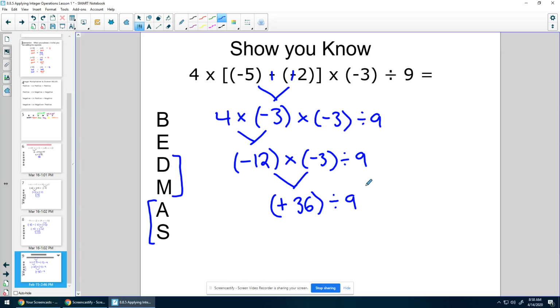All right. And now we have 36 divided by 9. Positive divided by a positive is going to give us a positive. And 36 divided by 9 is equal to 4. Okay, that's it for today's lesson.